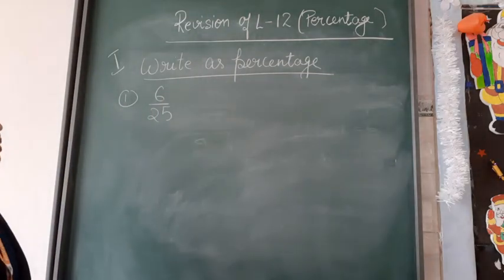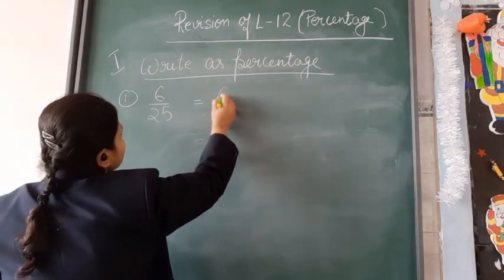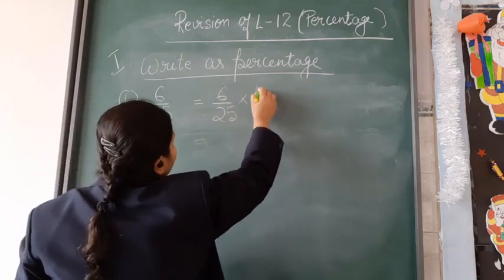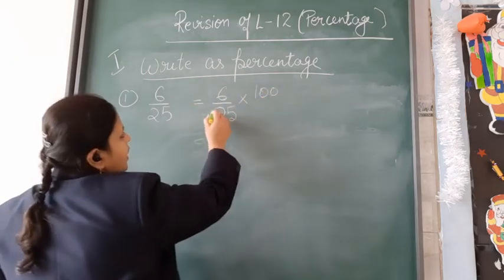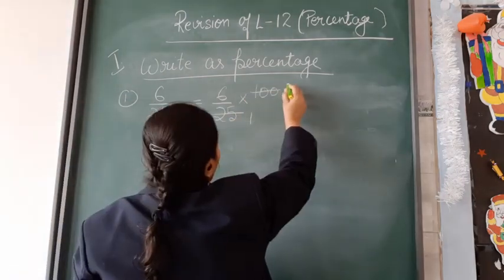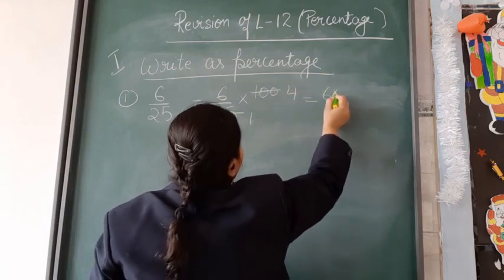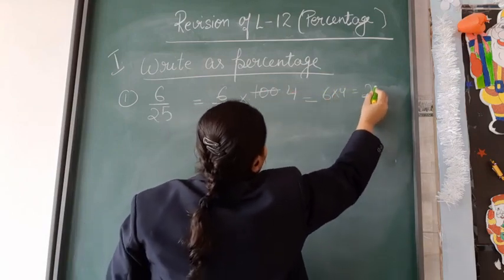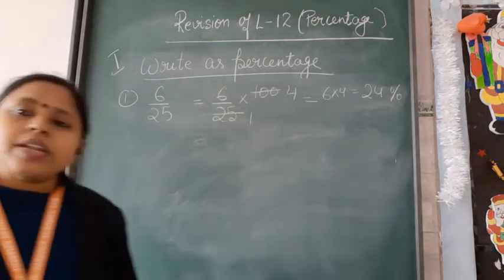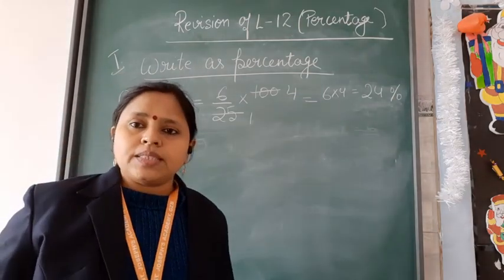Now I am rubbing this part, and we will do this question. Part 1 of question number 1, write as percentage. This is a fraction. If we want to write this fraction as percentage, we simply multiply it by 100. When we divide 25 by 25, we get 1, and when we divide 100 by 25, we get 4. So 6 multiplied by 4 is equal to 24%. So 6 by 25 when written as percentage is equal to 24%.